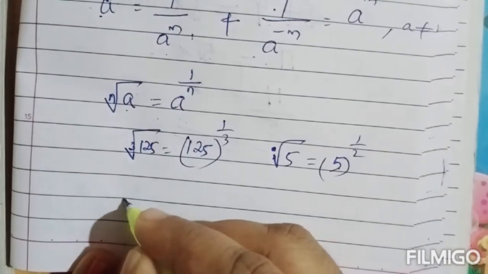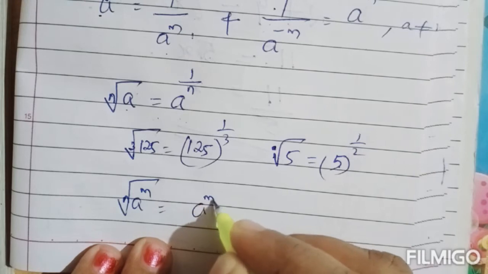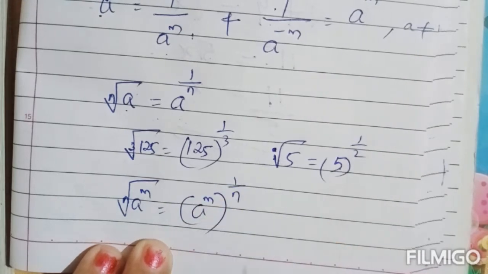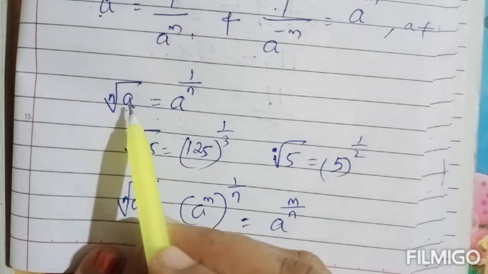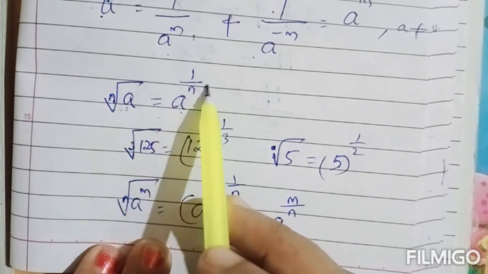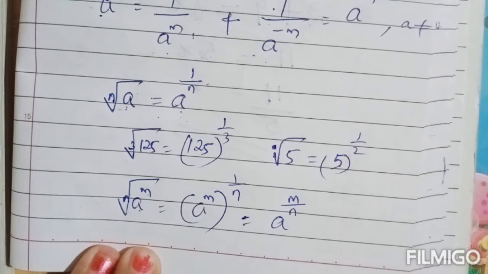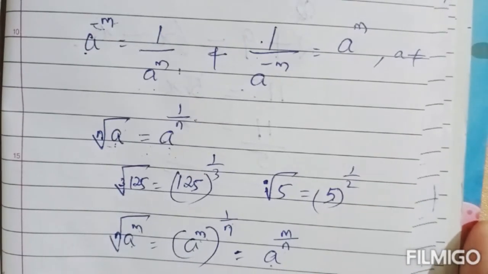Similarly, one more is there. Nth root of a raised to m. You can write it as a raised to m whole raised to 1 by n. That means a raised to m by n. Nth root of a raised to m can be written as, using this, nth root of a, you can write it as a raised to 1 by n. Then nth root of a raised to m, how will we write it? a raised to m whole raised to 1 by n. Using power law, you can write it as a raised to m by n. m into 1 by n, it is m by n. Okay. So this you should study, based on this problems are coming.